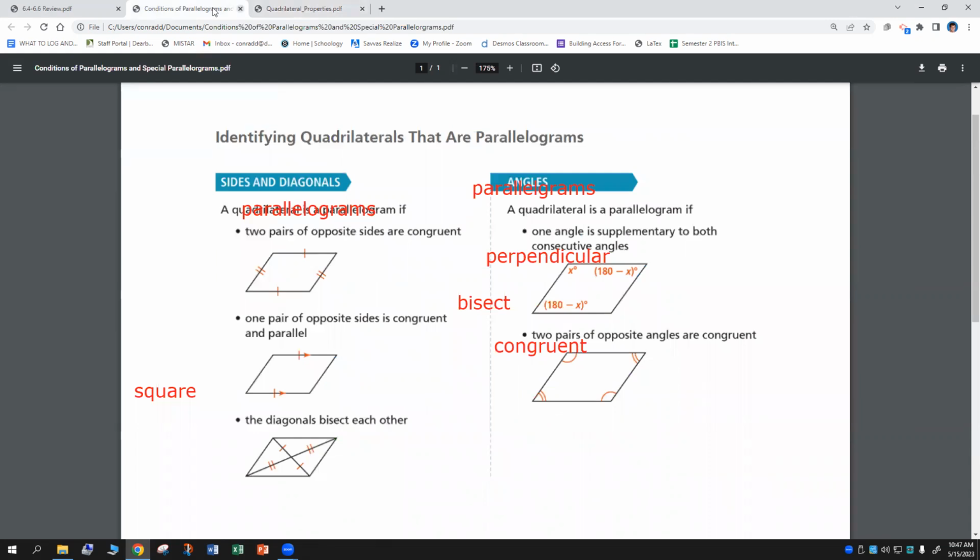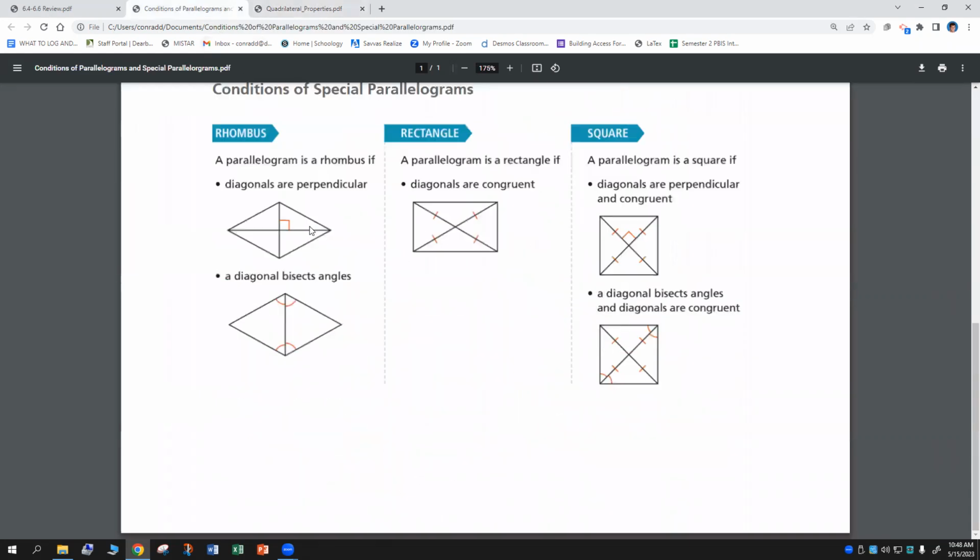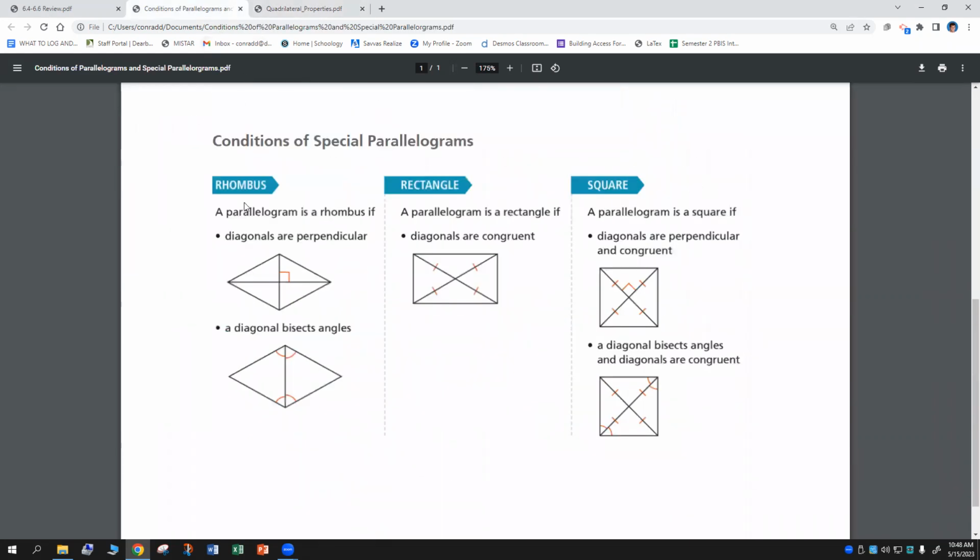All right, let's answer some of the questions then down here on number 20. Okay, so for number 20, this is the start of 6-6. So what we want to be looking at here are these, right? So in order to be a rhombus, rectangle, or square, we basically are looking for their properties and working backwards. So if you have a parallelogram, it's going to be a rhombus if the diagonals are perpendicular, or if the diagonals bisect opposite angles. It's going to be a rectangle if the diagonals are congruent, and it will be a square if it's a combination of the two. So diagonals are perpendicular and congruent, or diagonals bisect opposite angles and are congruent.